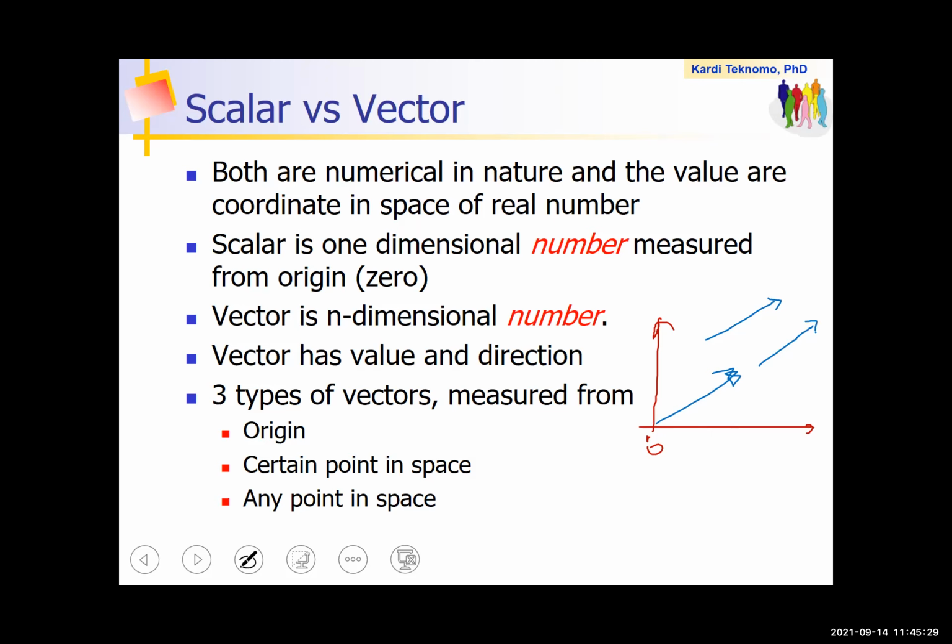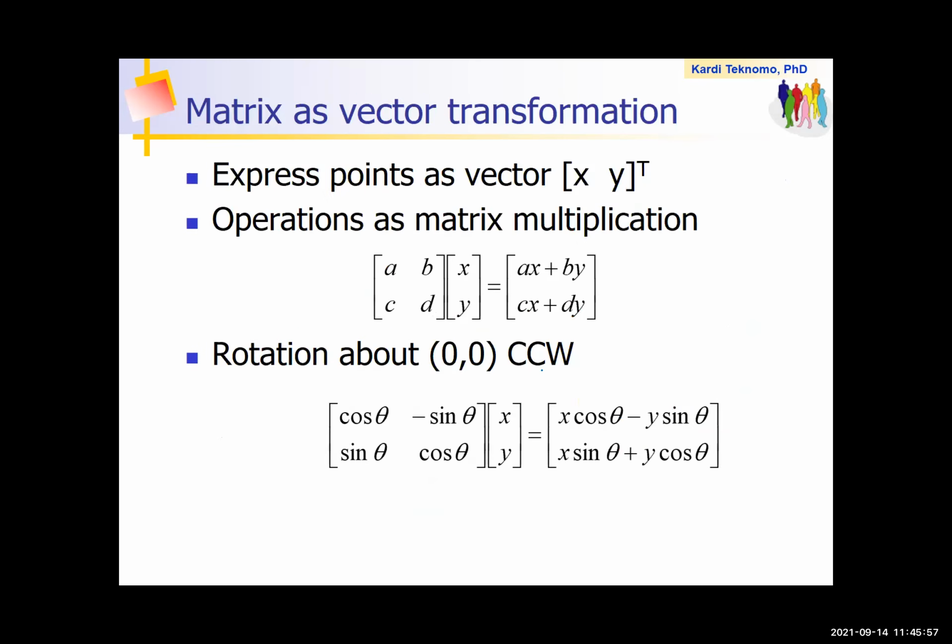Or the same vector can be on the same line as the origin. So a vector can be moved to another place as long as it has the same length and the same direction. So it always has the same length, representing the value, and the direction. We usually put a vector in this kind of notation.